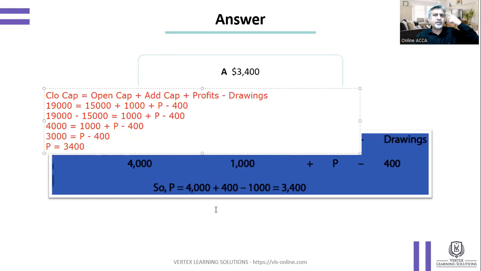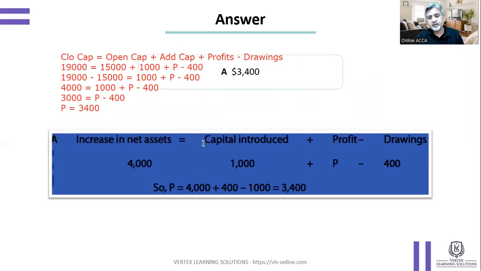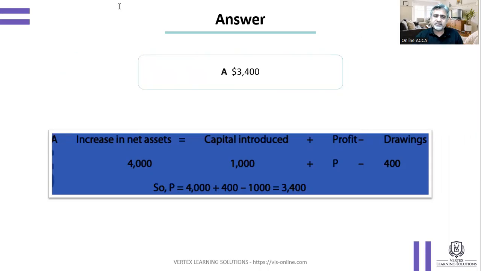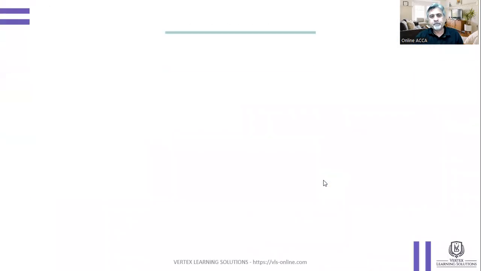So either you do it with the logic, which I explained to you mathematically in your mind, or you do it with this formula, with this scenario, which I have done. Or, if you don't want to write 19 and 15, you start with increase in net asset and you start with 4,000. Anyways, the answer should be easy.